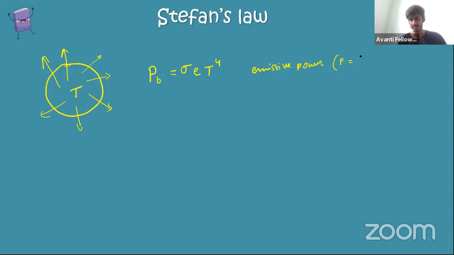I told you, right? Emissive power is equal to heat energy divided by time divided by area. So there are two formulas for emissive power. This is with respect to heat energy. This is with respect to temperature. Where T is called the temperature of the body. E is called the emissivity of that particular body. And sigma is called Stefan's constant, Stefan-Boltzmann constant also. Sometimes they call it Stefan's constant.